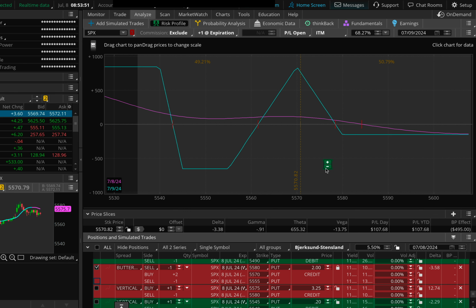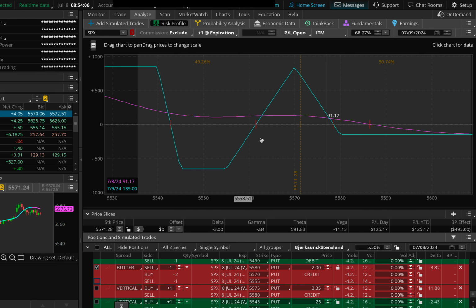All right, here we are. It's 8:53. Here's our next check-in. I just got filled on, I peeled off one of these butterflies. So we started with 2 butterflies. Then we have this little wing here, which is now transformed into a big wing. And I just took off one of them.